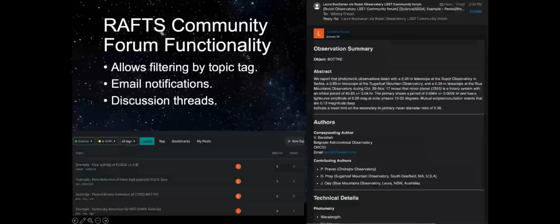And on top of that, we have our integration with the community forum. So this is just a quick screenshot of what things look like whenever they're actually on there, where they can be filtered by topic tab. You can get email notifications, and of course, the important ability to have discussion about these announcements. This is what things look like when they're actually on there.